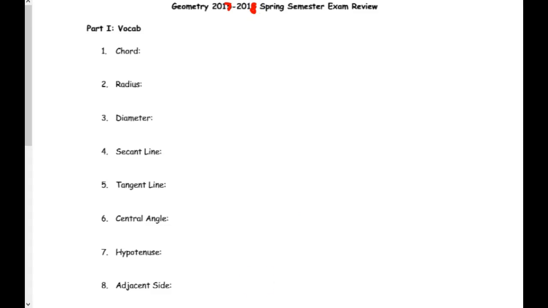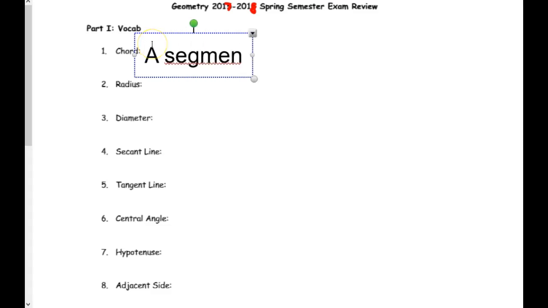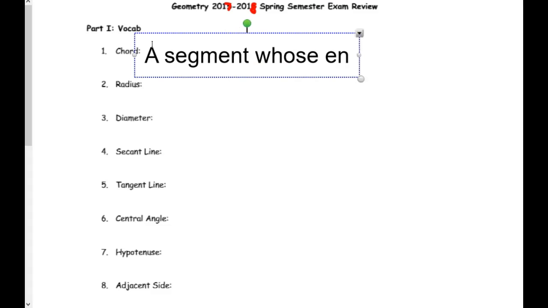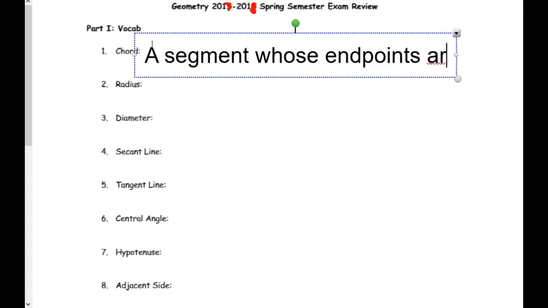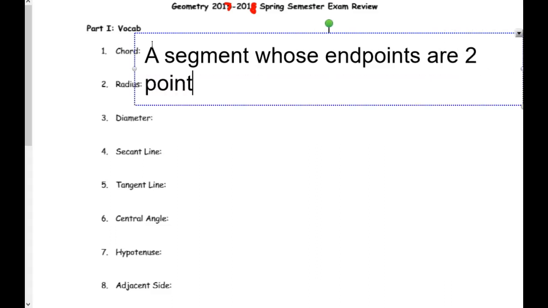Alright, so let's define some vocab here. So what is a chord? You gotta know these vocab words to match them. So if you remember from our last circles unit, a chord is a segment whose endpoints are 2 points on a circle, right?